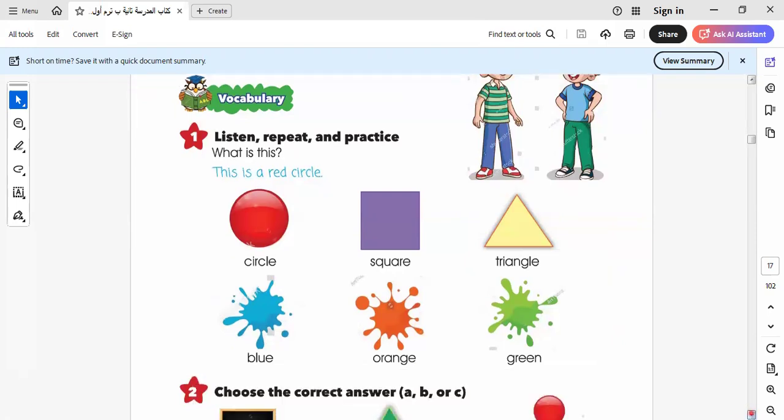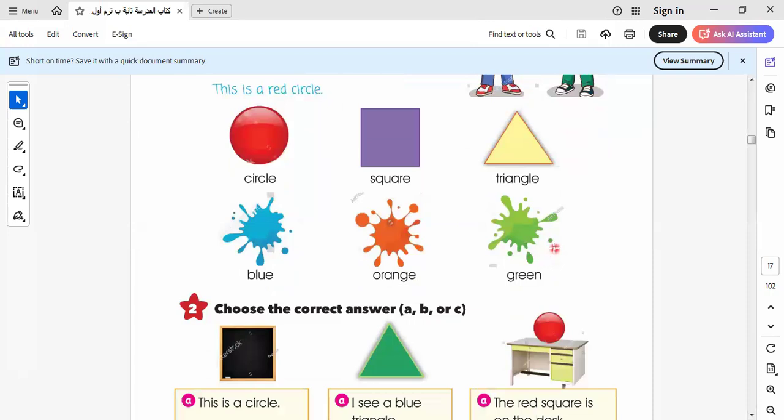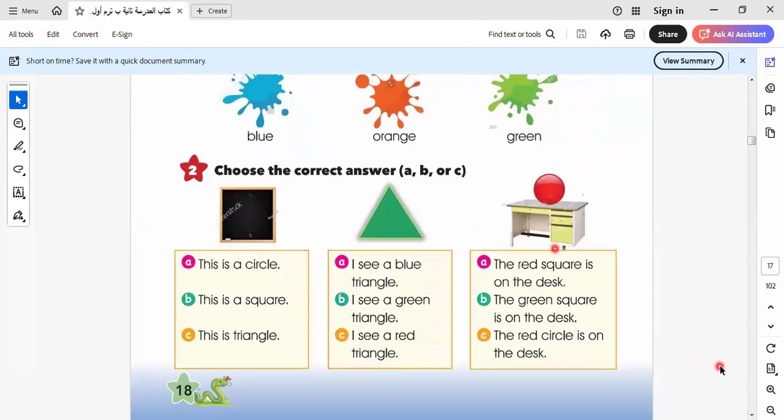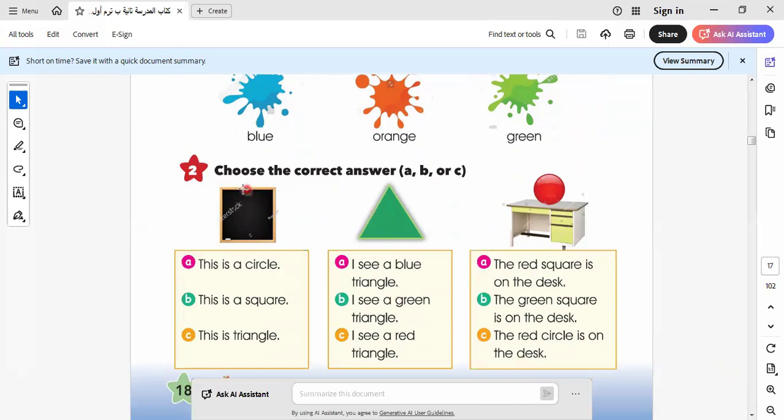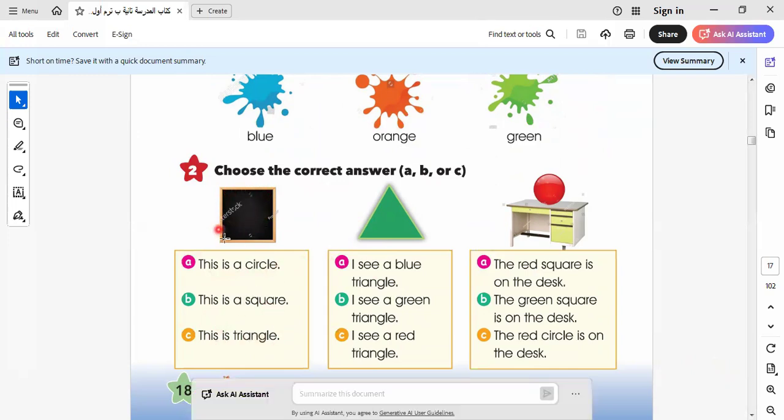I think we took the shapes in mathematics, and I think it's not difficult to know. Here we have "This is a red circle." I think this is purple. This is called a purple square, and this is a yellow triangle. Let's answer the questions related to this part. Choose the correct answer. This is a circle. This is a square. This is a triangle.